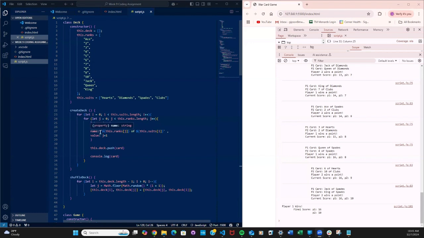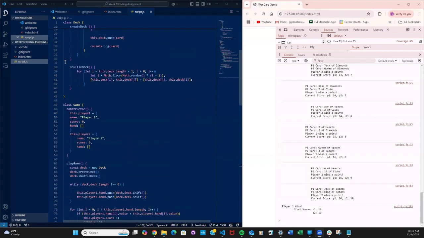And then right here we did name, and we did template literals. So we did the backtick, dollar sign, this.ranks[j] of this.suits[i]. And then we get to push the card, and then we log the card right there with the console.log.